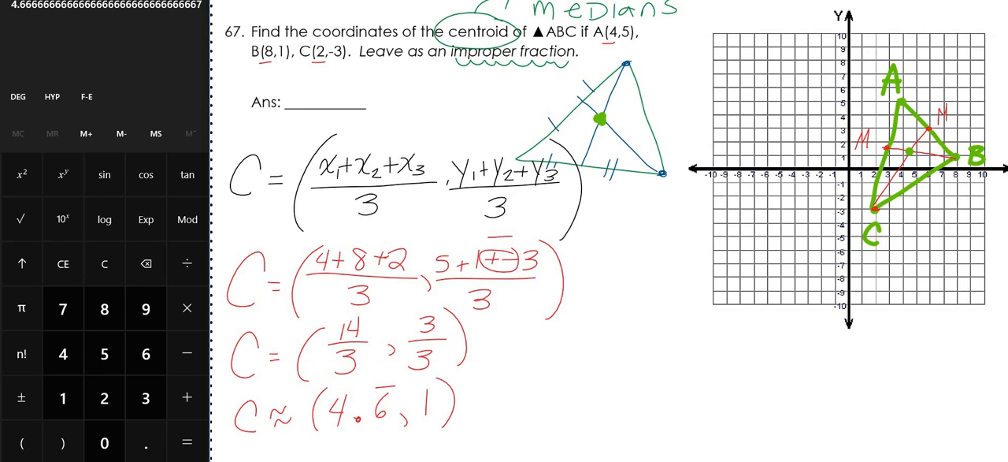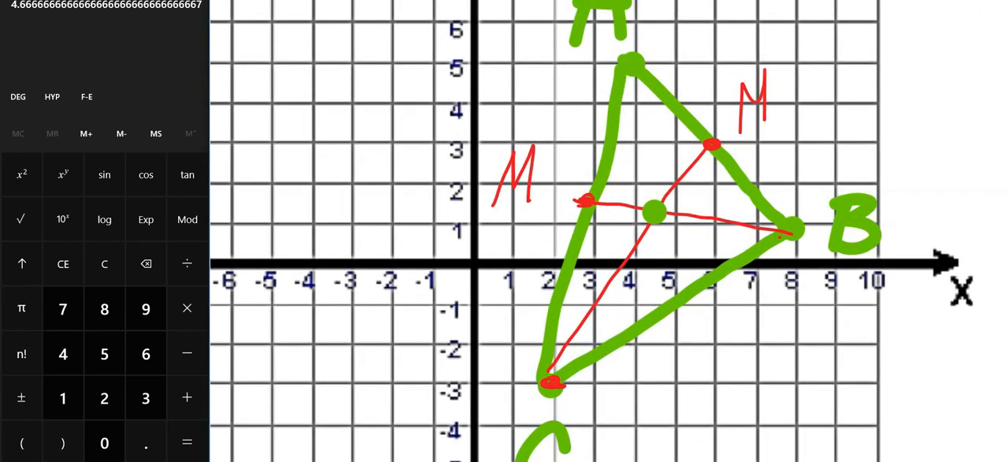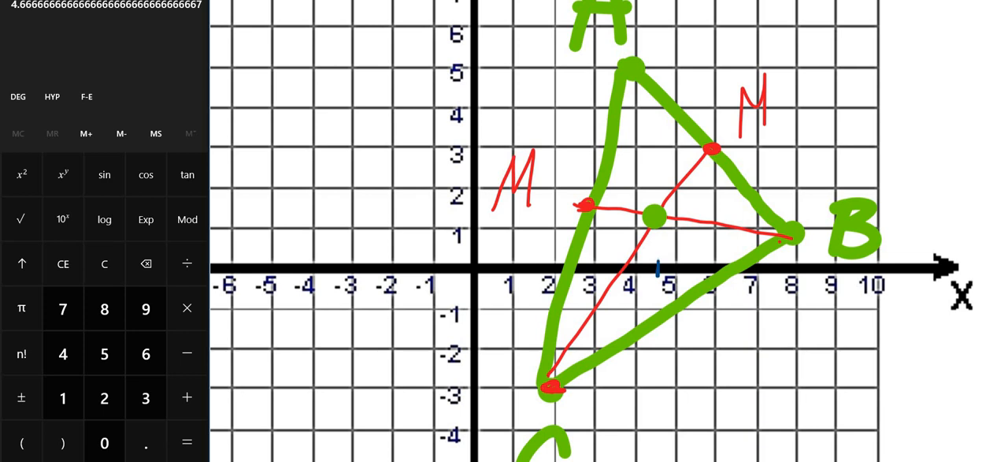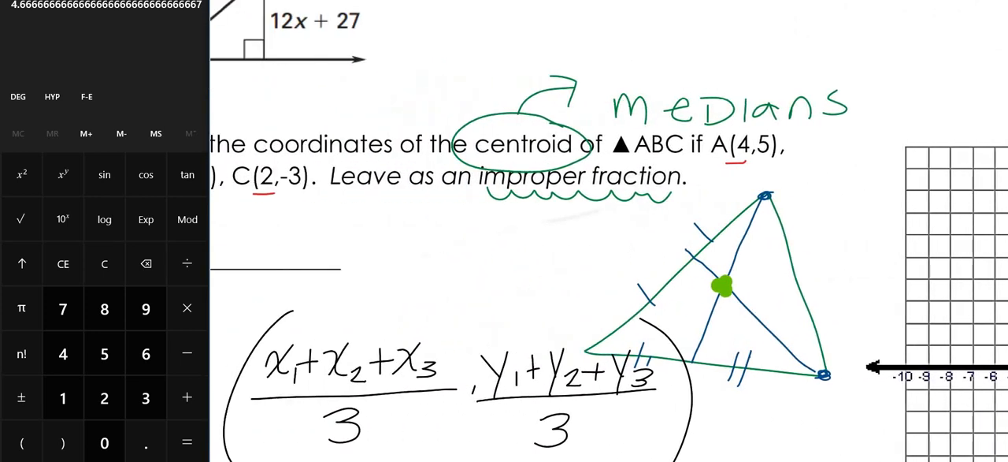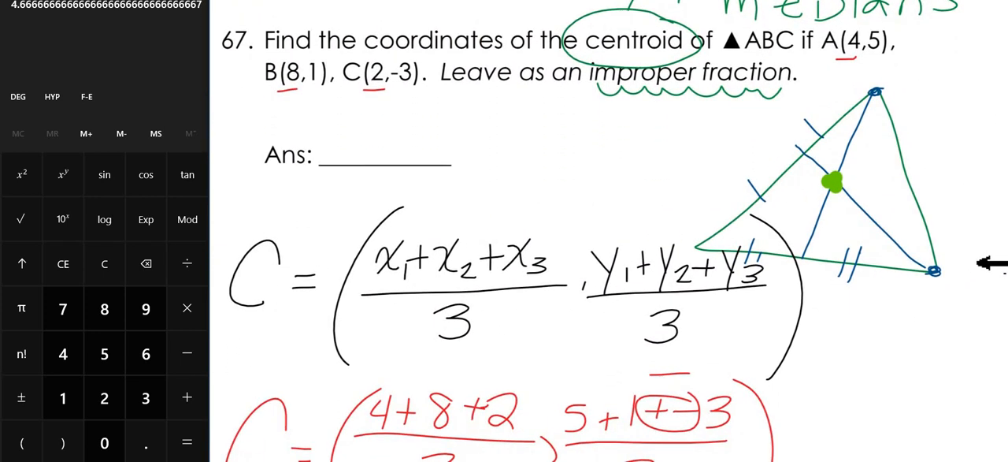Let's take a look at our diagram and see if that is approximately what we came up with. So 4.6 is between 4 and 5. So somewhere around here, closer to the 5, and then we have 1 as our y value. So our answer is like right around here. We did a pretty good job of approximating, but now we know the real value. So let's go ahead and write our final answer. Remember, they want it as an improper fraction. So our final answer, 14 over 3, comma 1. And that's the centroid formula.